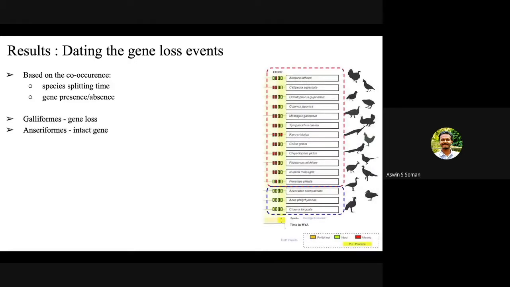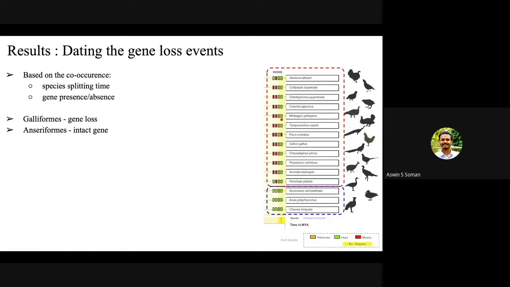So here there is a galliform which has lost the gene, and the first 12 species are galliforms and the last 3 are anseriforms. And here their exon status is also shown. Yellow means partial loss, green means the exon is intact, and red means it's missing.